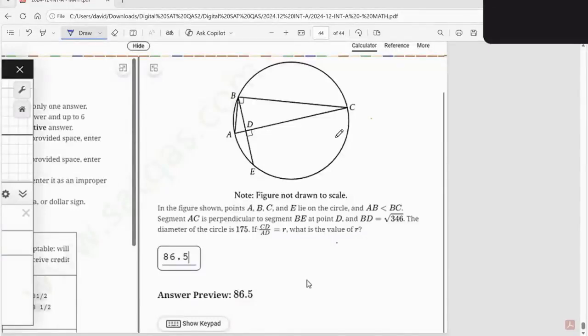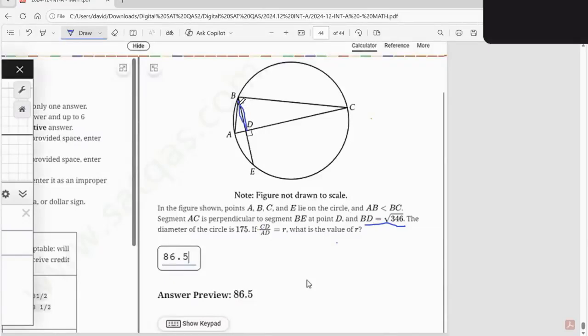So today we're going to be going over the last question of the second module of SAT Math. And if we look at this question, we have points A, B, C, E, as well as D on a circle. And they tell us that AB is less than BC. And they also tell us that AC is perpendicular to BE. Now here they say BD equals the square root of 346. So that piece of information is very important.